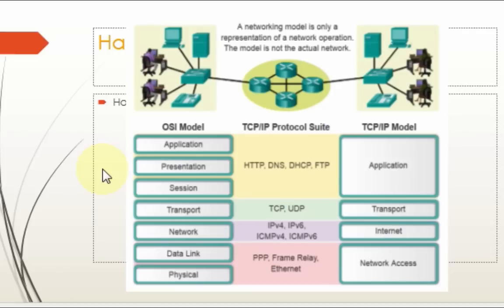The OSI model is the most widely known internetwork reference model. It is used for data network design, operation specifications, and troubleshooting. As shown in the figure, the TCP/IP and OSI models are the primary models used when discussing network functionality.